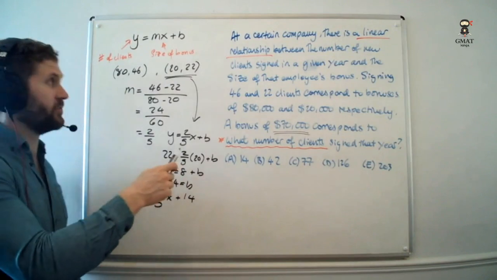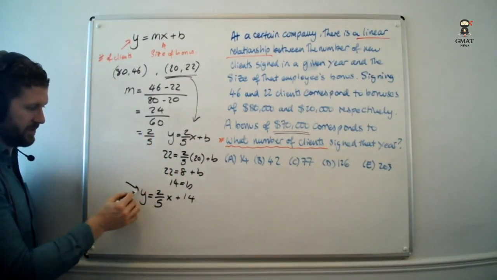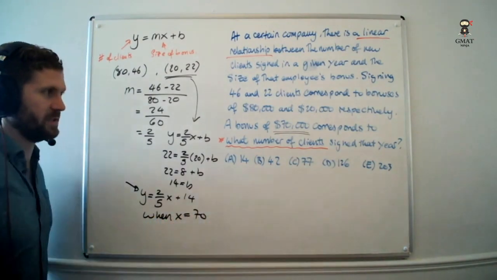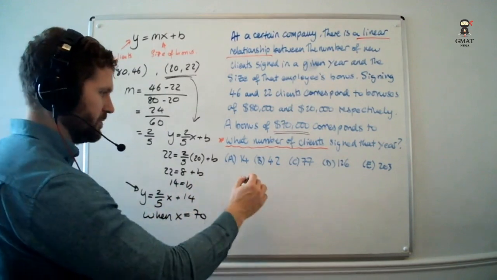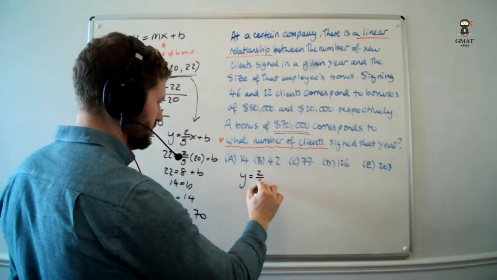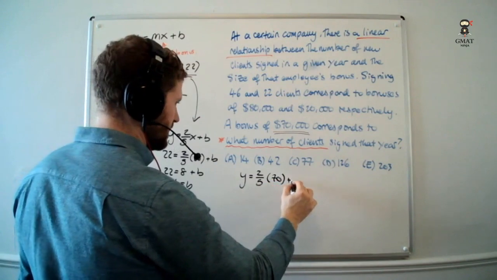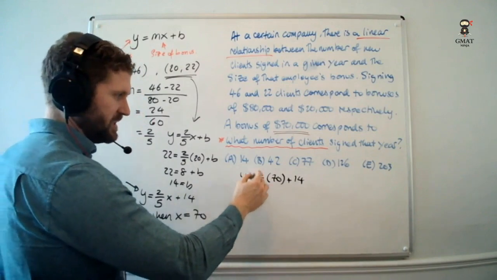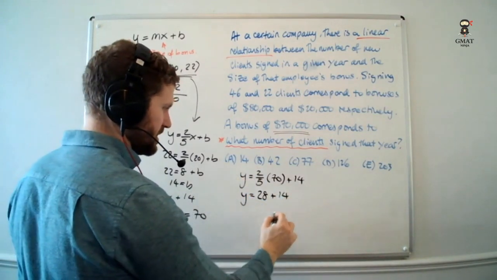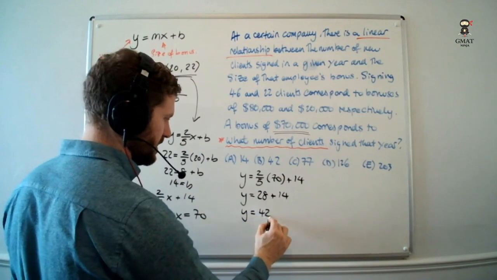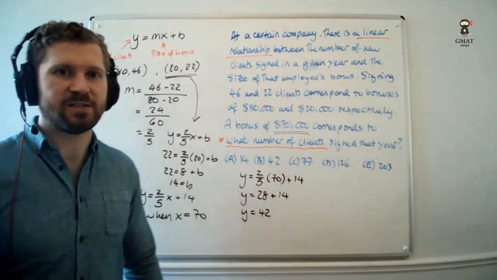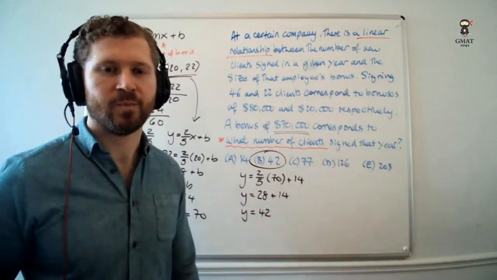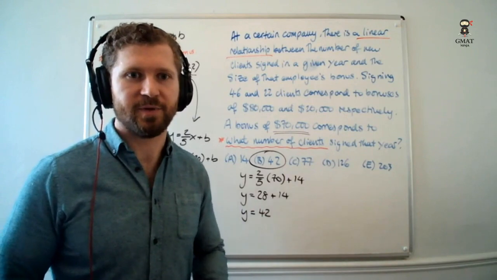As I said, what I'm looking for is my number of clients, my Y value. I'm looking for that Y value when X equals 70. And I can plug that in. So Y is 2 over 5 times 70 plus 14. Well, 70 divided by 5 is 14, times by 2 is 28. 28 plus 14 will give me 42. So the number of new clients I would need to sign to get a bonus of 70 is going to be 42. And so my answer for this question is B.